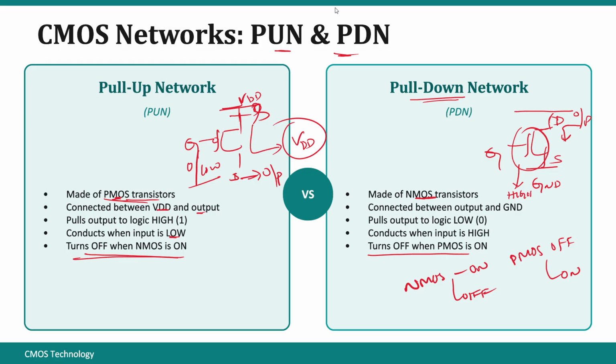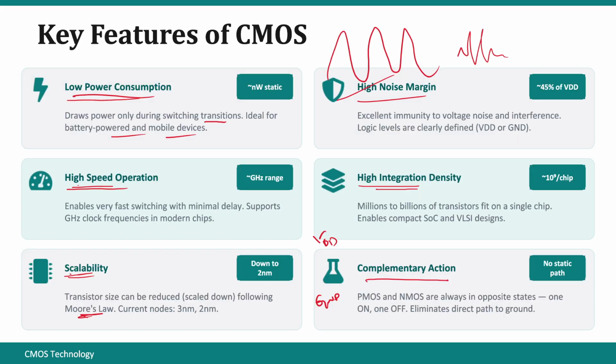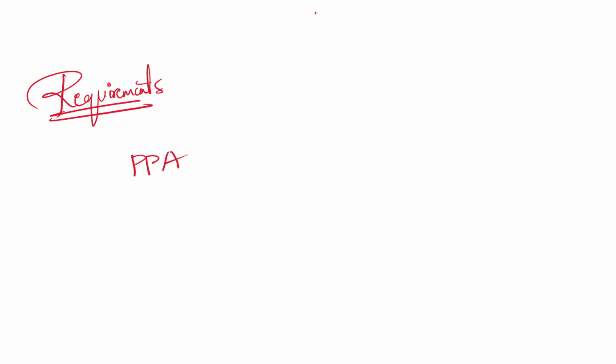So okay, coming to the next thing. Up to now we discussed the key features, what the pull up is, how the CMOS is going to work, and what the structure is. So in CMOS technology, what are the requirements? Every person has some requirements, but the common requirements of every person is something the CMOS technology can satisfy. PPA. We call it PPA.